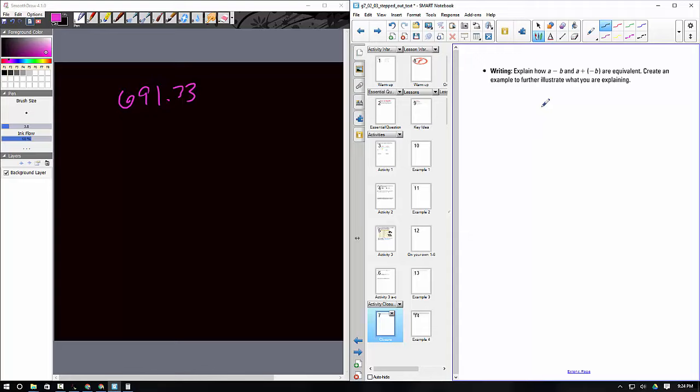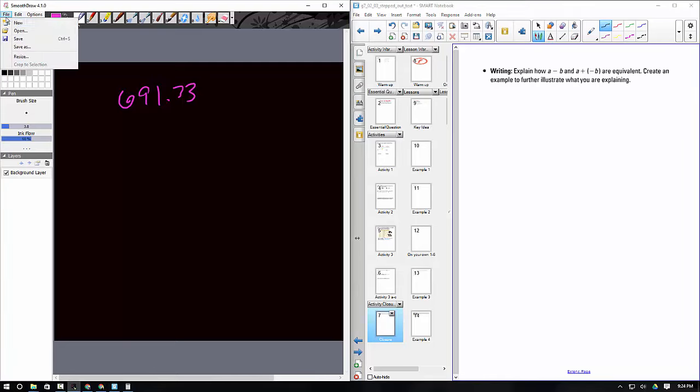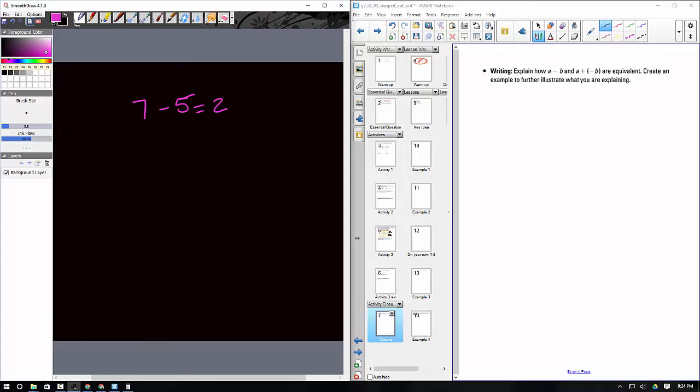So explain how a minus b and a plus negative b are equivalent, and create an example to explain it. So let's do that right now. Let's go over here and start off with, let's say 7 minus 5, right? And that equals 2. But I could also take 7 plus negative 5, and that also equals 2.